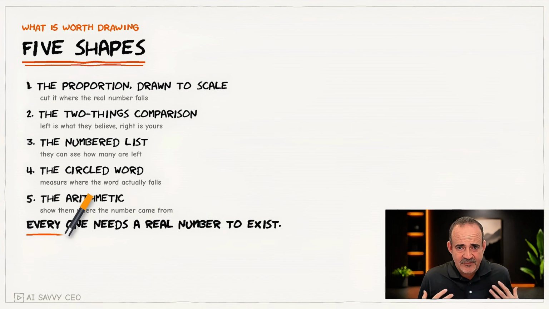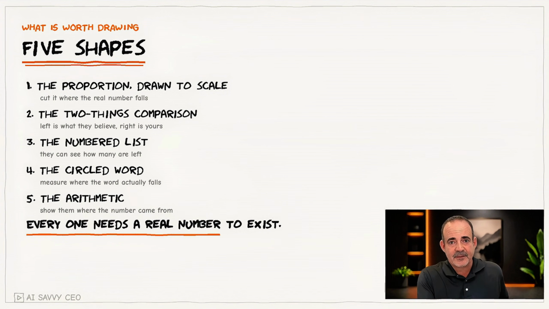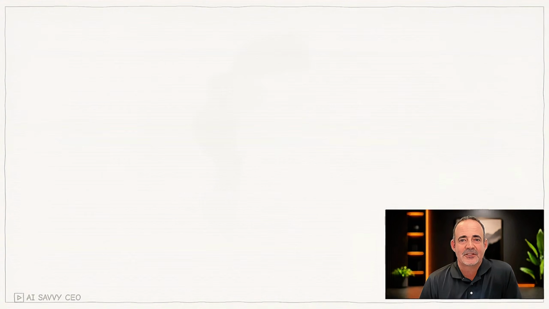And notice what all five have in common. Not one of them can be made without a real, specific fact. You cannot draw a proportion without a real proportion. You can't do the arithmetic without the two numbers. That's not a coincidence. It's the rule enforcing itself. The formats that look good are the formats that require evidence. Decoration can't fill these shapes.